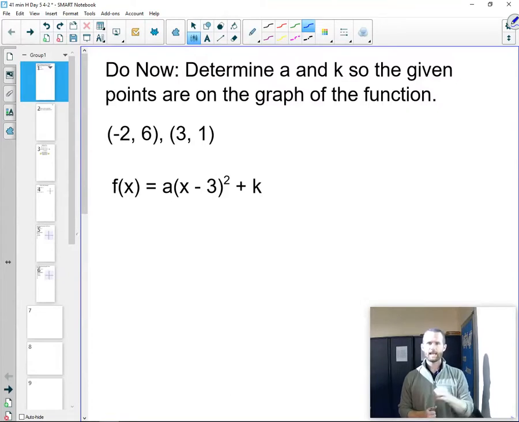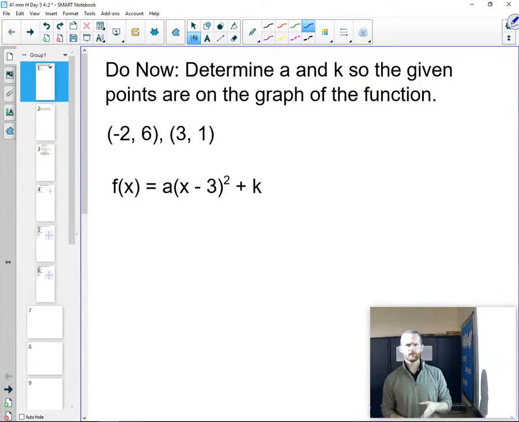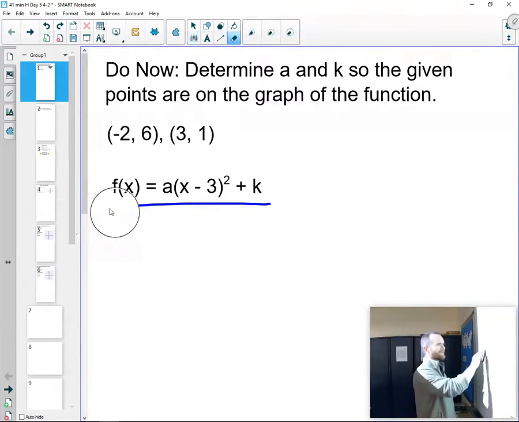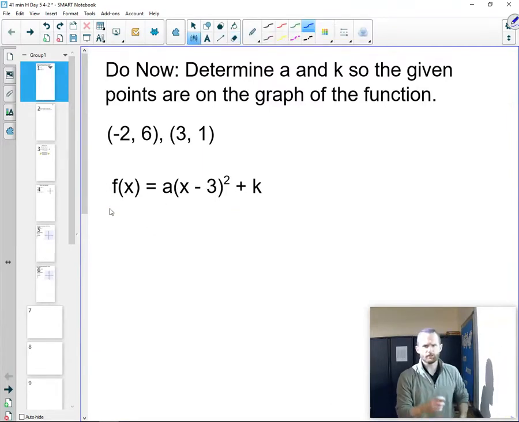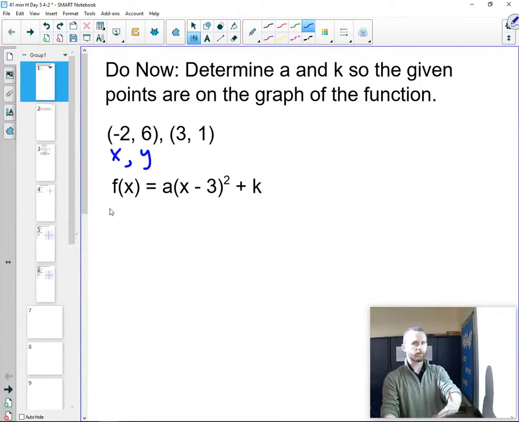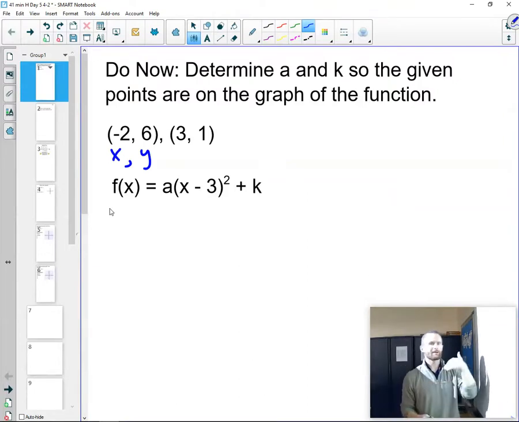It says determine a and k, so the given points are on the graph of the function. We've got negative 2, 6, 3, 1, and they give us part of the function rule, part of the equation here. We've just got to find a and k to complete it. Well, hopefully remember from the last video, a big skill we talked about was anytime we have an ordered pair, that's an x and y we can plug into our function rule, plug into our equation. We don't always need to do that, but it's an option.